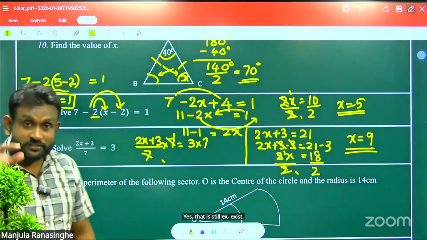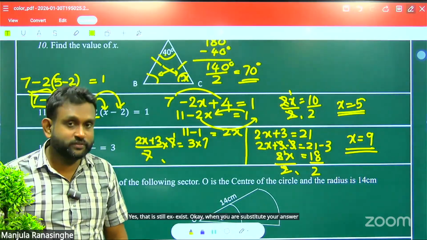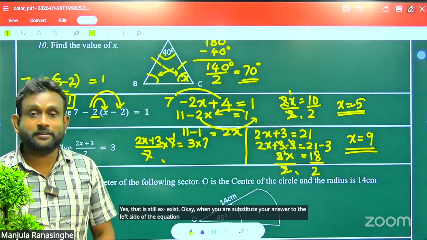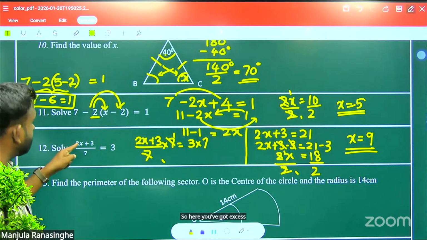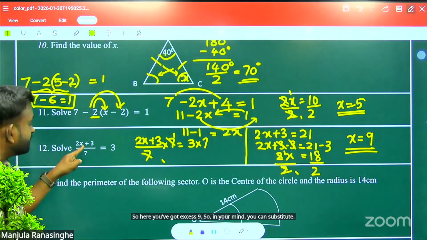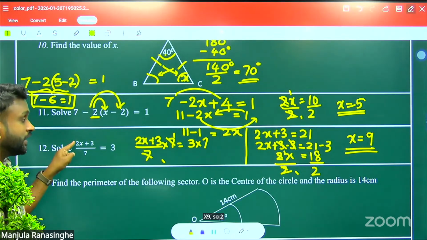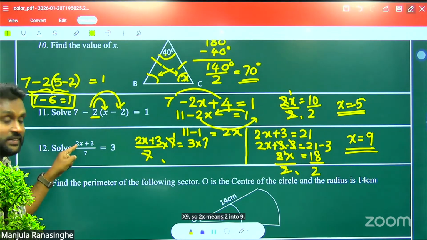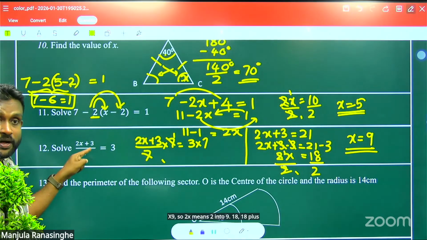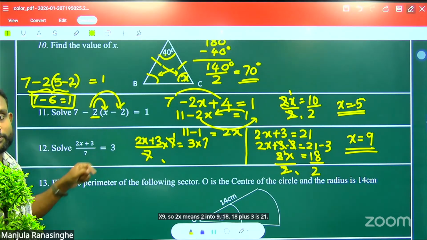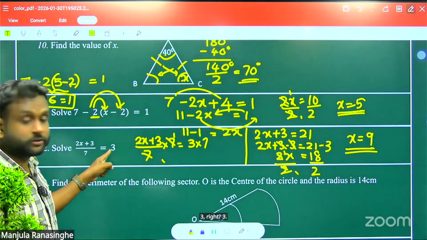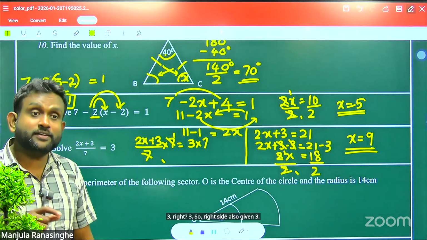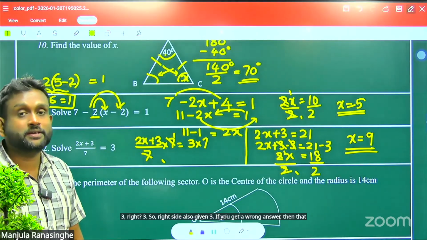Okay, when you substitute your answer into the left side of the equation, that should give the right side answer. So here you got x as 9. In your mind you can substitute x = 9. So 2x means 2 into 9, 18. 18 plus 3 is 21. 21 divided by 7 means 3. Right, 3. So the right side also gives 3. If you get a wrong answer, then that will not be satisfied.